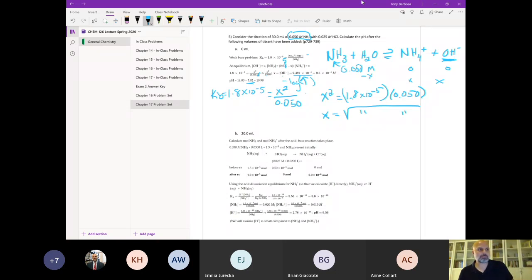Make sense? All right. So that's when you solve, and then plug that into the negative log equation to get your pH.